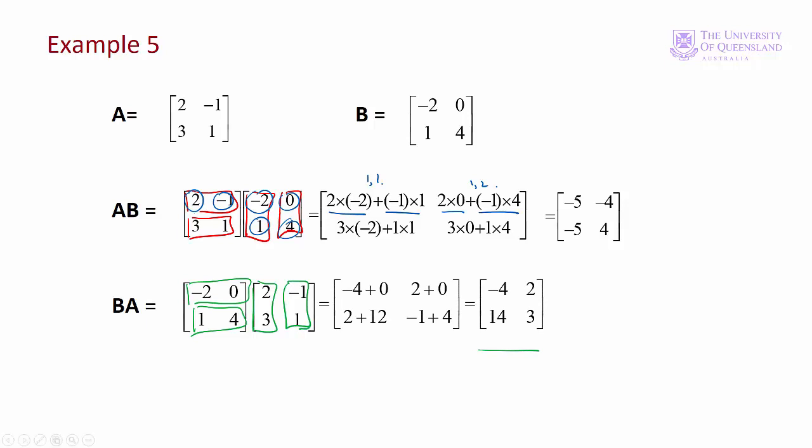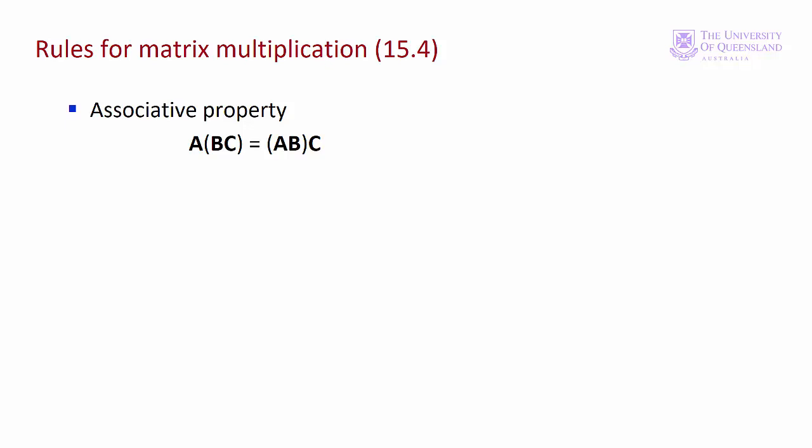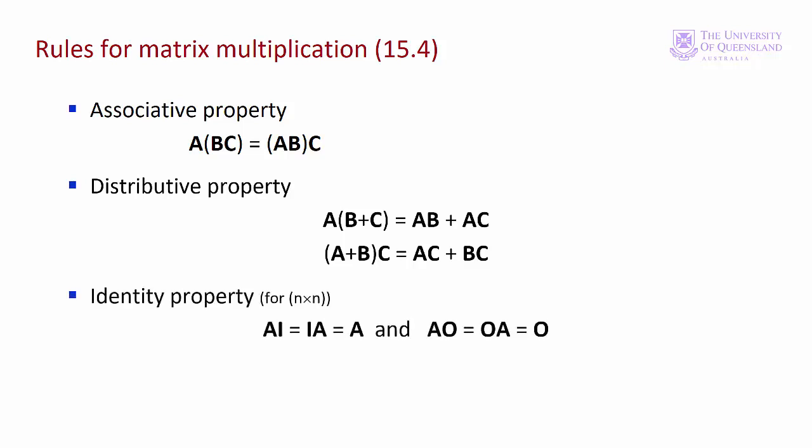Since B and A are square matrices, both A times B and B times A are compatible, but we see we have different results. We've seen that the commutative rule doesn't hold for matrix multiplication. The associative property does. Likewise, the distributive property. Recall that I is the identity matrix, so A times I is equal to I times A is equal to A. Here we have the null matrix. So A times the null matrix is equal to the null matrix times A is equal to the null matrix.